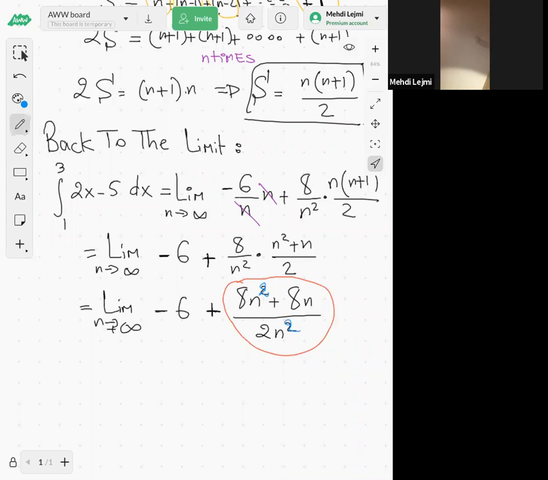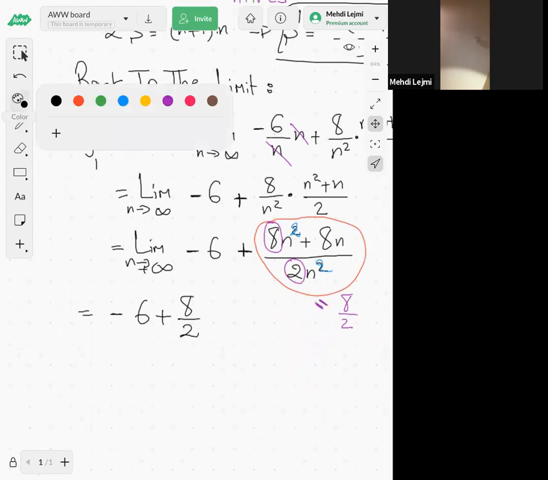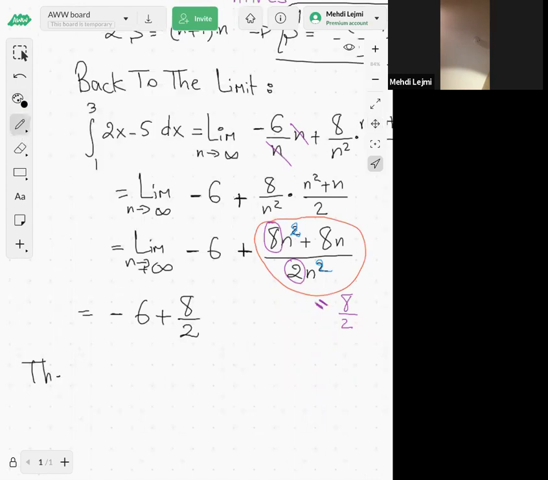So when you have the same degree, the same highest power in the top and the bottom, then the limit when n goes to infinity is equal to this ratio, 8 over 2, right? So this is equal to minus 6 plus 8 over 2, which is minus 6 plus 4, that's equal to negative 2. So my integral from 1 to 3 of 2x minus 5 dx is minus 6 plus 4, and it's equal to negative 2.